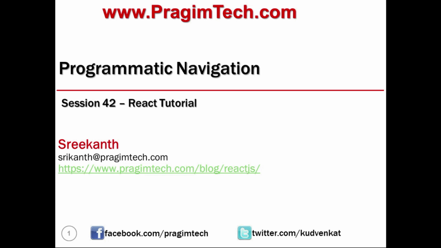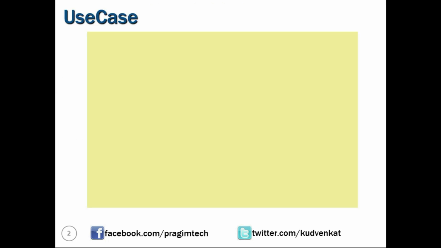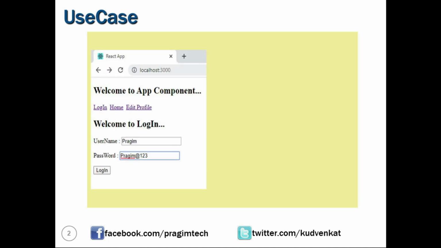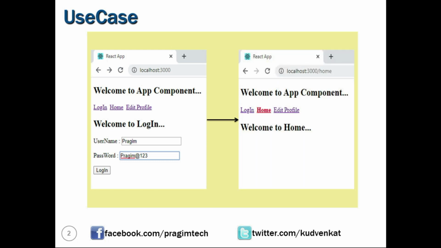For example, assume that we have three components. One is the login component, the second is the home component, and the third is the edit profile component. When a user is in the login component and enters the username and password, we validate the credentials, and if the credentials are valid, we navigate the user to the home component. Else, we display an error message. That means we have to do navigation programmatically. In this session, we will discuss programmatic navigation in React.